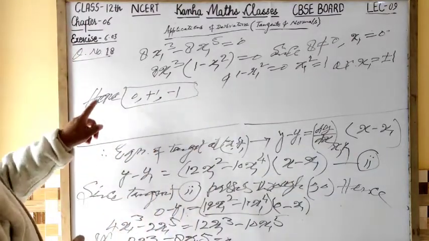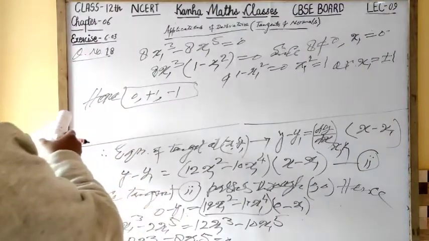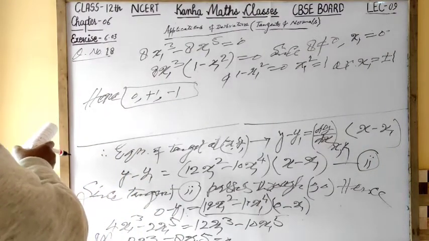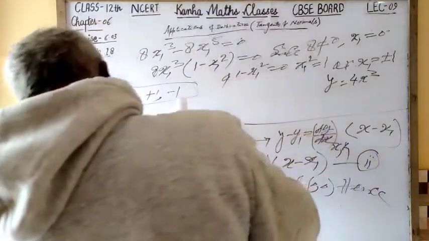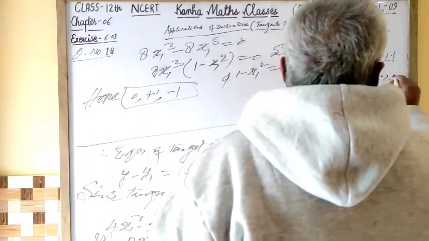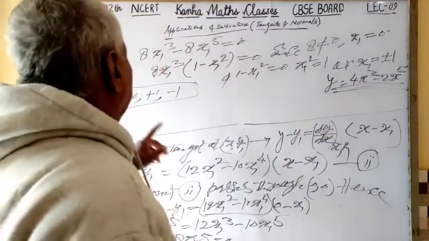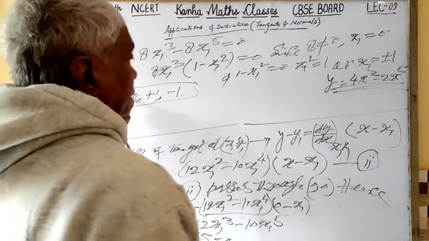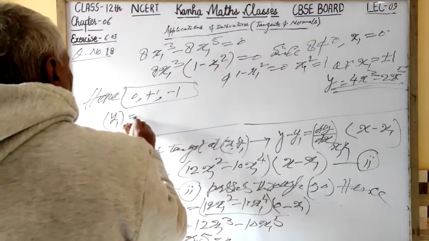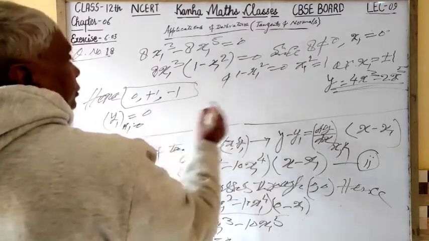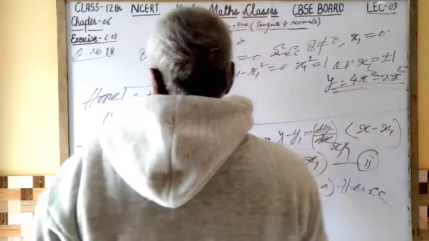Corresponding to these values, we find the value of y with the help of the equation of the curve, that is y is equal to 4x cube minus 2x to the power 5. Corresponding to x1 is equal to 0, y1 is also 0, because if you substitute x by 0, the value of y will be 0.